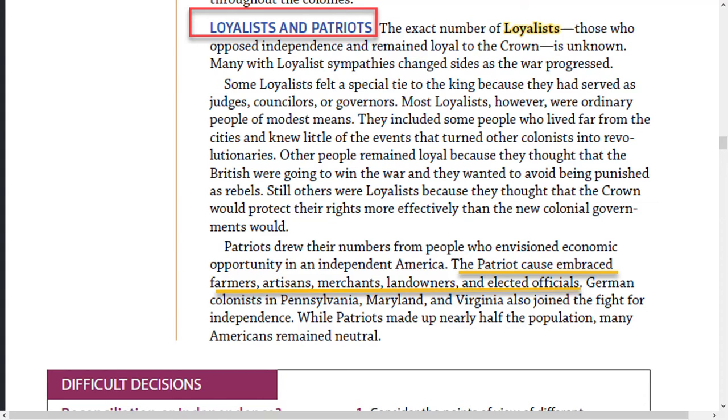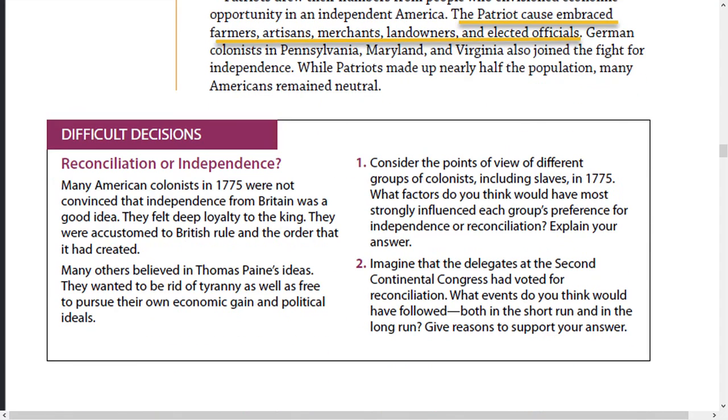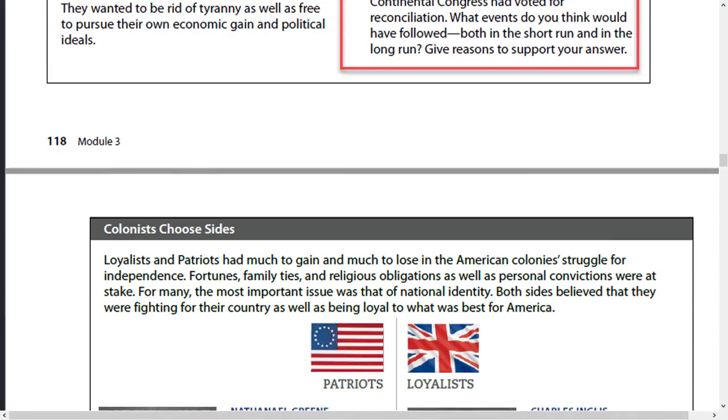The loyalists remained loyal because they thought that the British were going to win the war, and they wanted to avoid being punished because, like I said, you hang traitors. So these people, the loyalists, ultimately picked the wrong side and were treated very badly by the patriots when they won the revolution. So here in this section of difficult decisions, you can use these questions to challenge your understanding. And if you can explain these, then you have a good understanding of the concepts in the text. So use these questions as a review sheet when you review for your test.